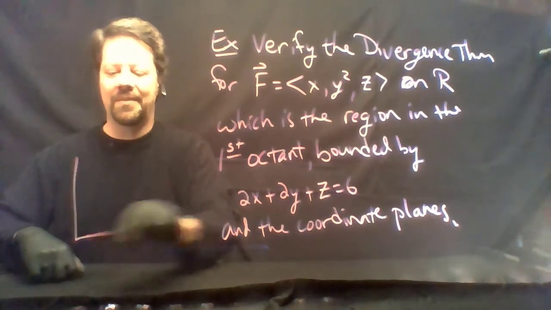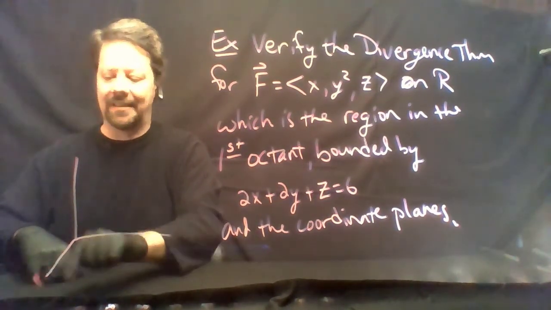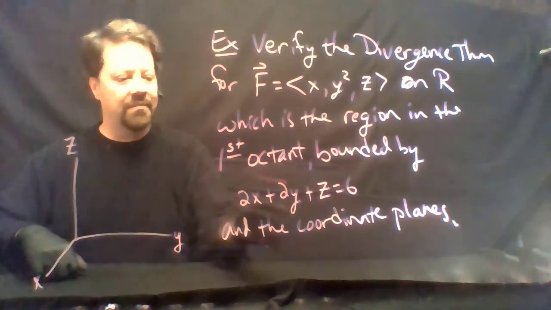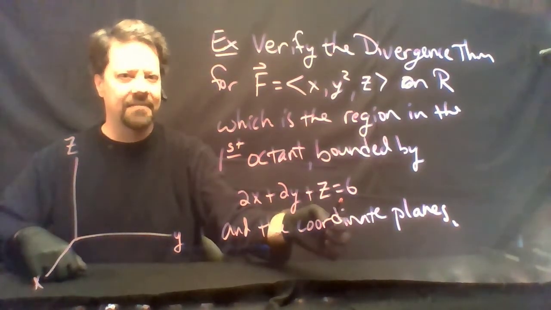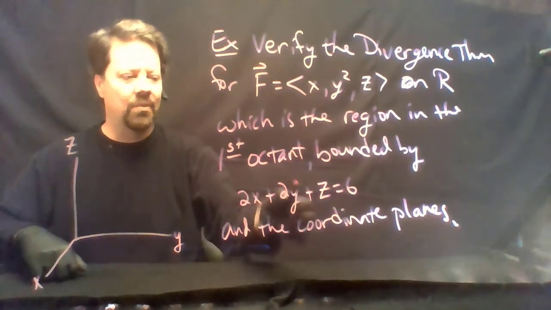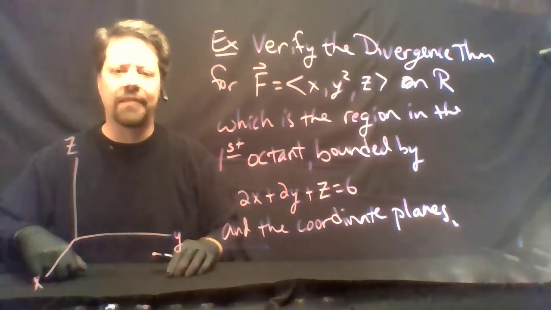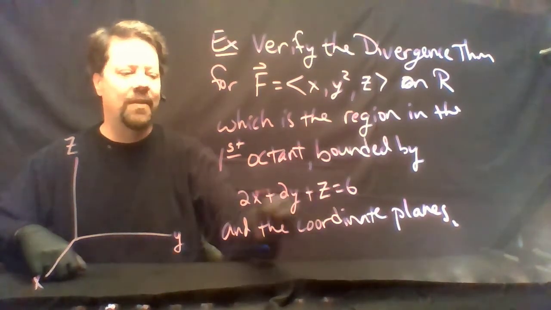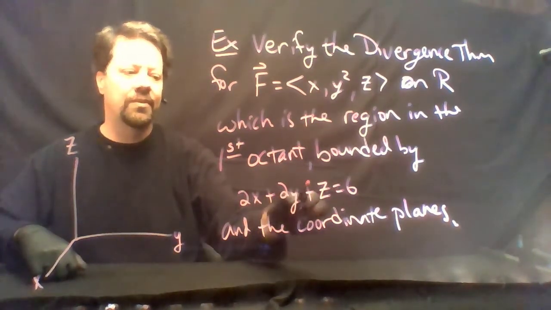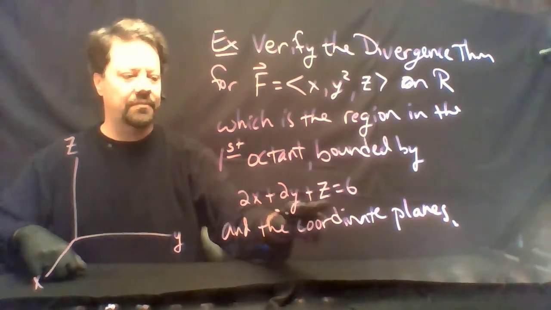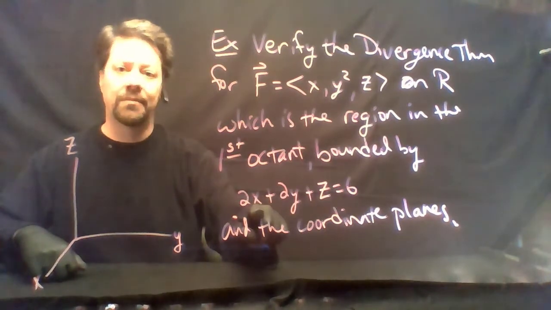The region, in other words, is in the first octant, so I'll only draw the first octant. What kind of surface is this? Notice the powers are all 1. It has to be extraordinarily flat. That's a plane. It's a plane with a normal vector 2, 2, 1. But we can draw this very easily. When y and z are 0, x has to be 3.